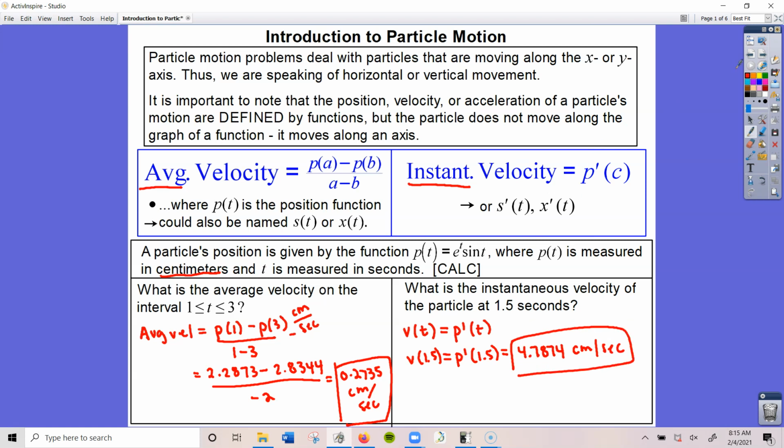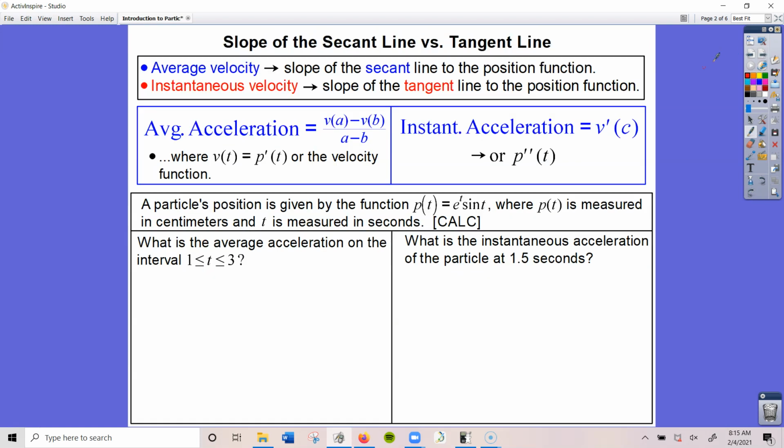Now let's look at acceleration. So the average velocity is the slope of the secant line to the position function. And instantaneous velocity is the slope of the tangent line to the position function, which is what I emphasized in the previous slide. It's going to be the same thing for acceleration. Average acceleration is the slope of the secant line of the velocity function. And instantaneous acceleration is equal to the derivative of the velocity, or p double prime of t. So acceleration is essentially the second derivative of the position, or the first derivative of the velocity.